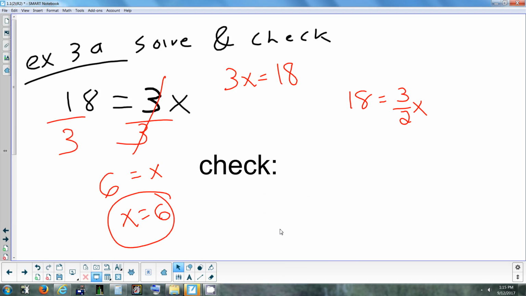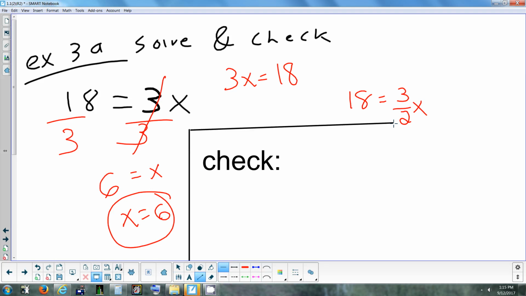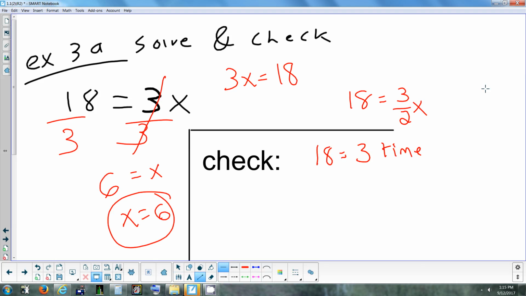I think Mr. Hager wants me to check it. All right, so check it. Joe, tell me what to write. So you would write 18 equals 3 times 6. Parentheses instead of times. Oh, okay. So you do that first. Gotcha. Parentheses, then with the 6. Yeah.